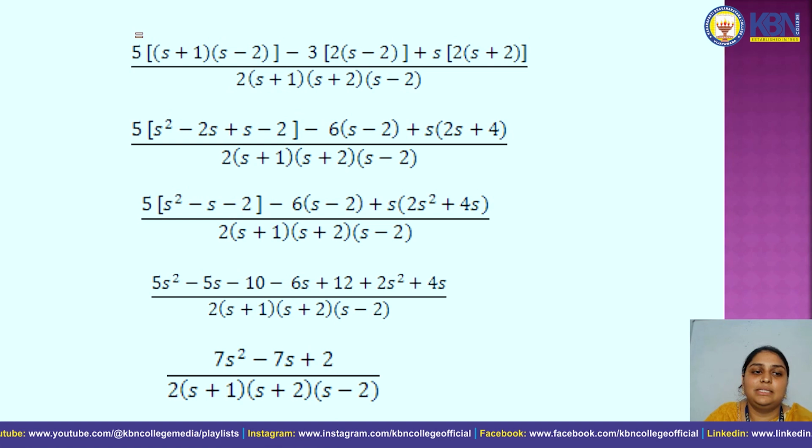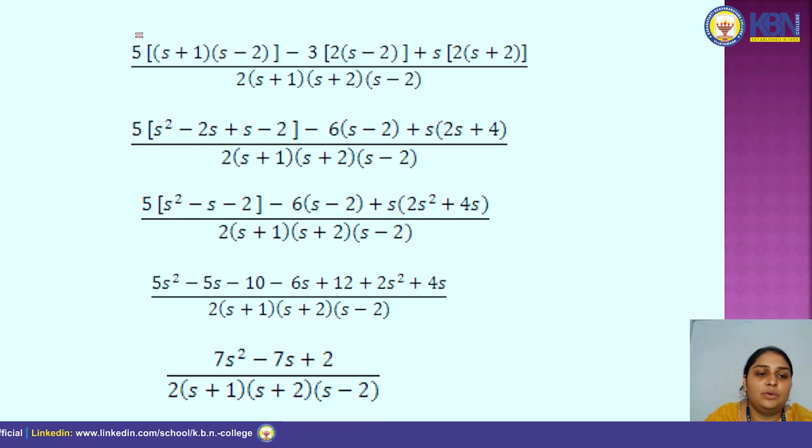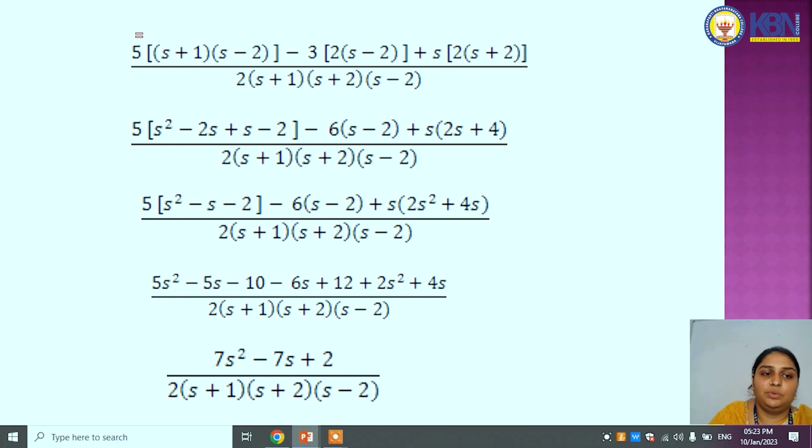Then the result is s into s plus 1 into s minus 2, minus 3 into 2 into s minus 2, plus s into 2 into s plus 2. And the denominator is 2 into s plus 1, s plus 2 into s minus 2. That is the LCM of the three algebraic expressions. Now we have to multiply out the given expressions. That is 5 into s into s, that is s square. Next s into minus 2, that is minus 2s. Next 1 into s, that is s. 1 into minus 2, that is minus 2.